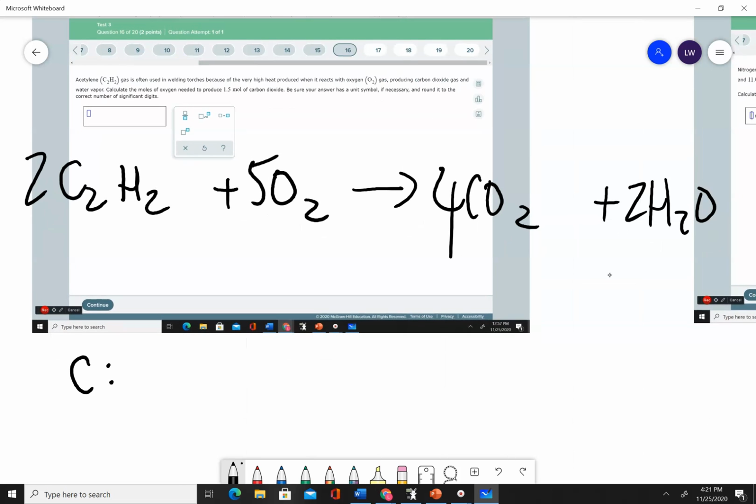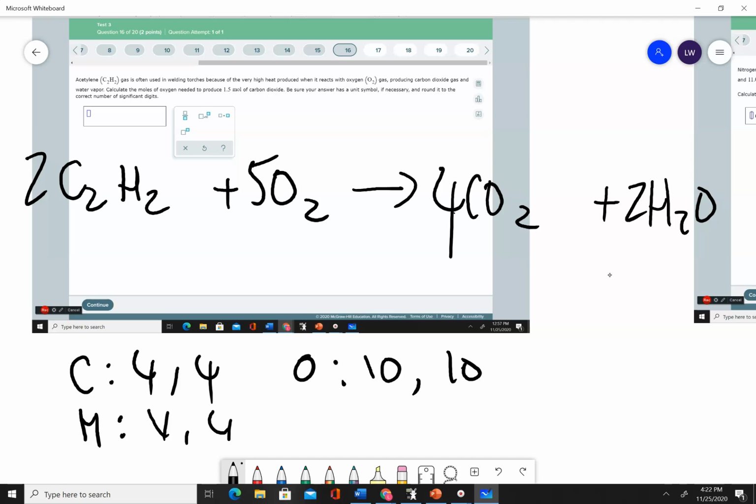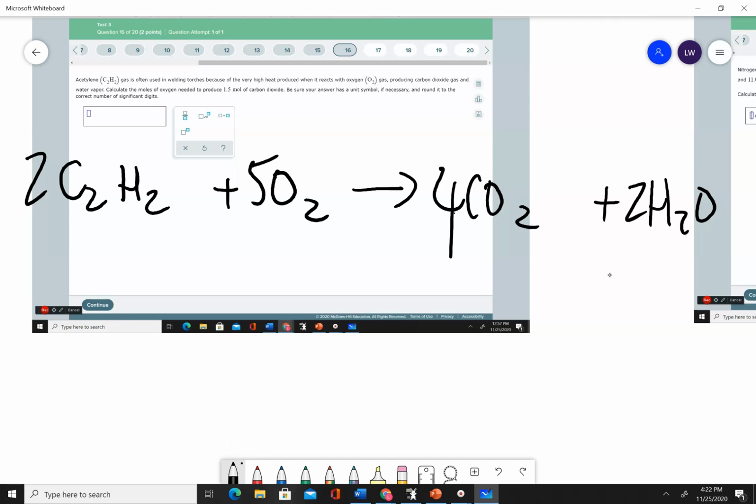So just double check that. Carbon, 2 times 2, that's 4. We've got 4. Hydrogen, 2 times 2, that's 4. And then oxygen, we've got 5 times 2, that's 10 on the left. And then on the right, 4 times 2, that's 8, plus another 2, that's 10. Now, you guys would have already had that balanced equation written down previously.